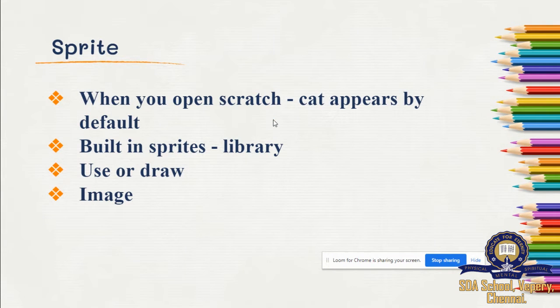When you open Scratch, the cat appears by default. I already told you, the cat is the sprite which appears by default. There are built-in sprites. There is a library inside your Scratch just for sprites. When you click the library, you can see a lot of sprites there. You can select anything, like a butterfly or a bird.